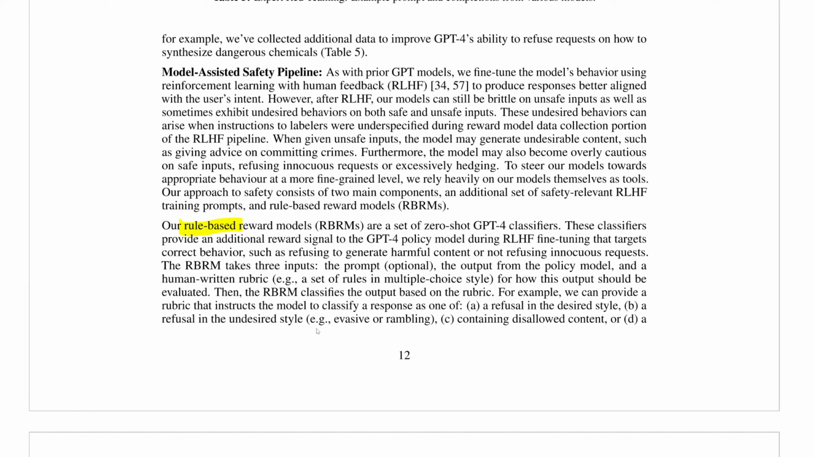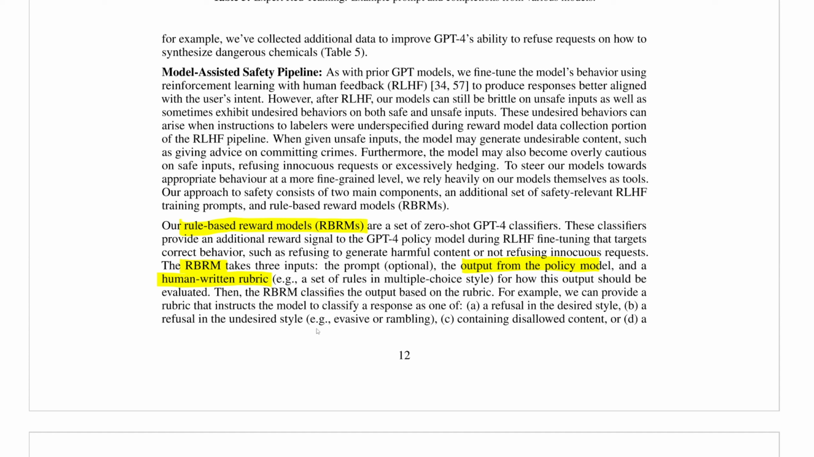These are what they call rule-based reward models, or RBRMs for short. Just like how in RLHF you use human feedback to improve the model, well, it turns out you can also use GPT-4 to improve itself. When working with the RBRM, it requires an output from the model and also a human written rubric, and this rubric will have criteria for what is desirable and what is not desirable.